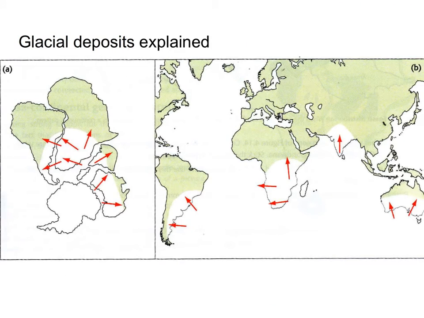When Wegener put the continents together again, basically all of those glacial areas that we now see scattered across the globe would have been a contiguous glaciated area. And where would this most likely have been? South Pole at the time.